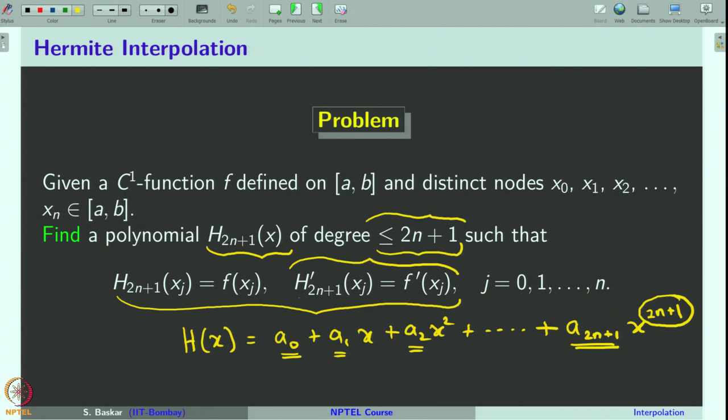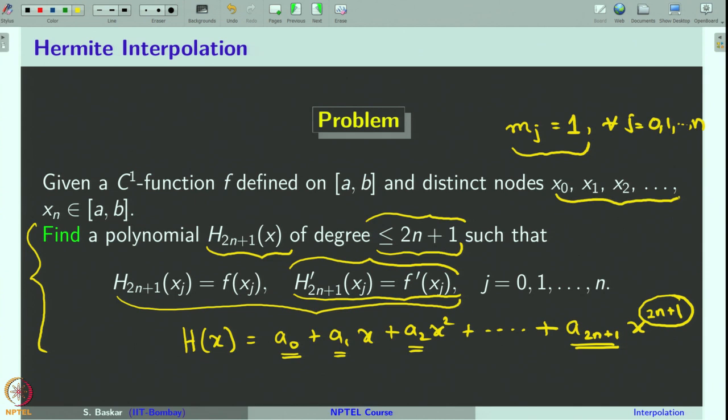Note that we are only demanding order 1 here, right, at each node. Therefore, if you compare with the definition of oscillatory interpolation in our previous slide, what we are doing here is taking mj equal to 1 for all j equal to 0, 1, 2 up to n, right. At every node, we are only demanding the smoothness of order 1. In that way, this problem is a particular problem of finding oscillatory interpolation in general. But in our course, we will call this particular problem Hermite interpolation. Now, the question is whether a Hermite interpolating polynomial exists for a given set of data, right?